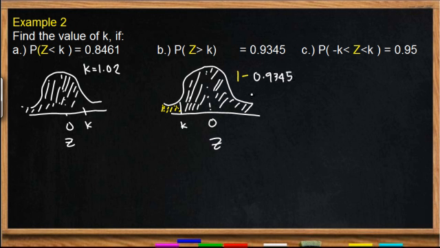What is that area? The yellow region is equal to 10 minus 5, 5. 9 minus 4, 5. 9 minus 3, 6. 9 minus 9, 0. Correct: 0.0655. So that is the area we are looking for, a probability of 0.0655.